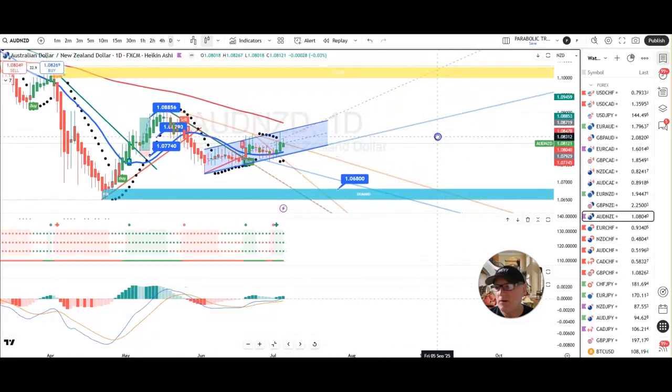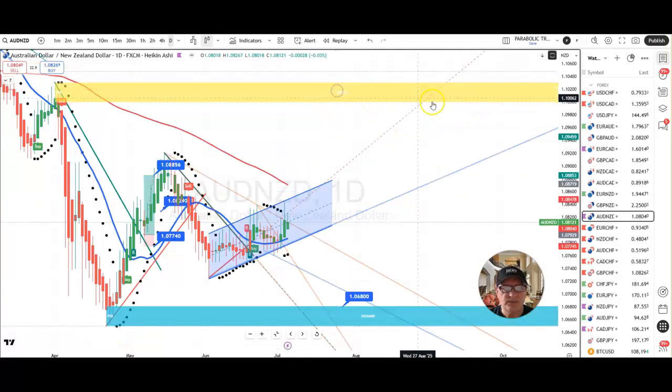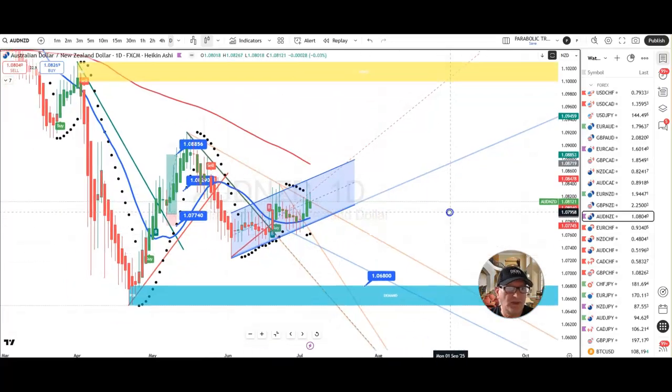Okay, now on to the Aussie New Zealand. Now this is a flip on what I'd said to the Euro New Zealand. The Euro New Zealand is really a story of the Euro, isn't it? Stronger Euro rather than a weaker New Zealand. This is the Aussie New Zealand, and as we can see, this is not parabolic by any means.